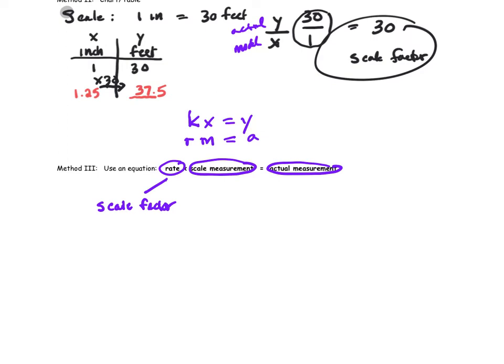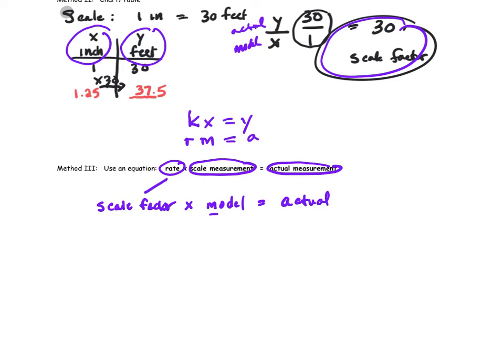So we're going to take our y as the real and divide it by the x, which is the model. So that's going to give us a number, just like it did a minute ago. We called that the scale factor. Then we're going to multiply the scale measurement. So we're going to use the model measurement, whatever that happens to be. And then we're going to get the actual measurement, whatever that happens to be. So let's see what we can do with this.